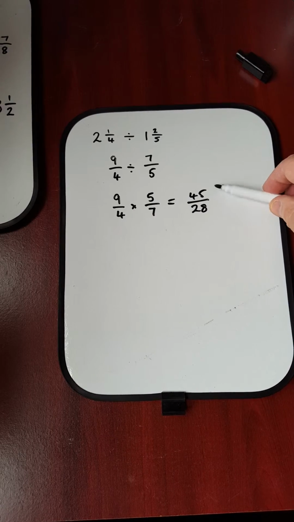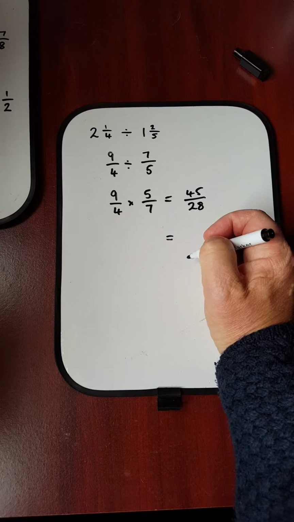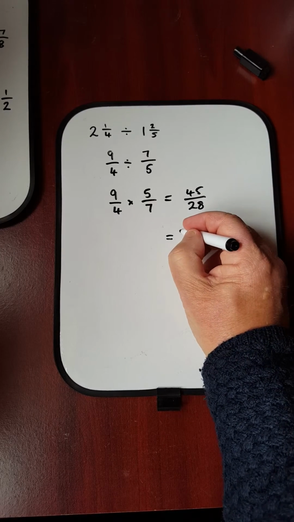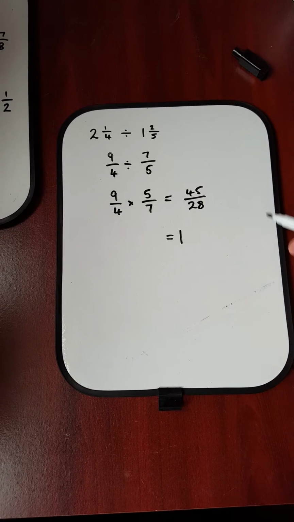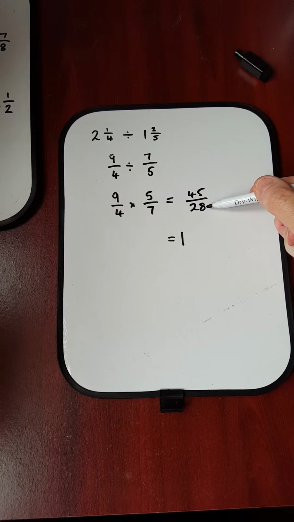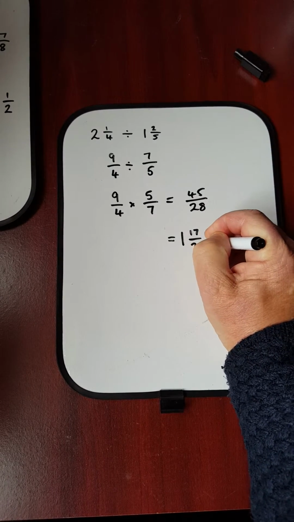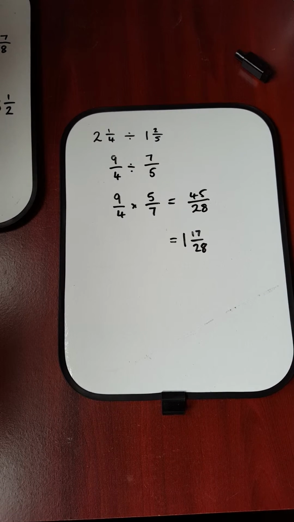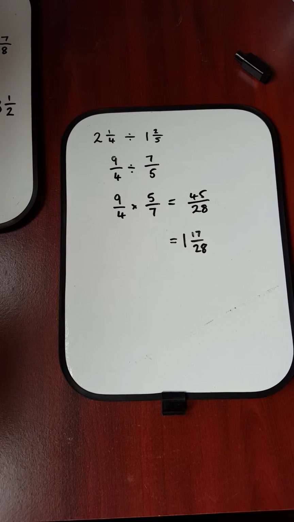But we can go above 1, can't we? Let's have a look. 1 28th in 45, plus how many 28ths? Well, 10 more 28ths would take us to 38. And so we've got 17 28ths. The answer to that is 1 17/28. It's a little bit complicated to look at, but that's how we do it.